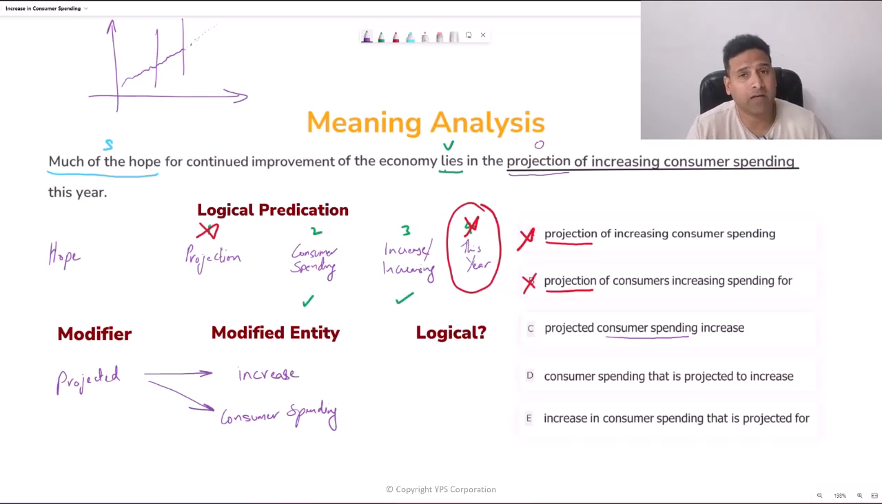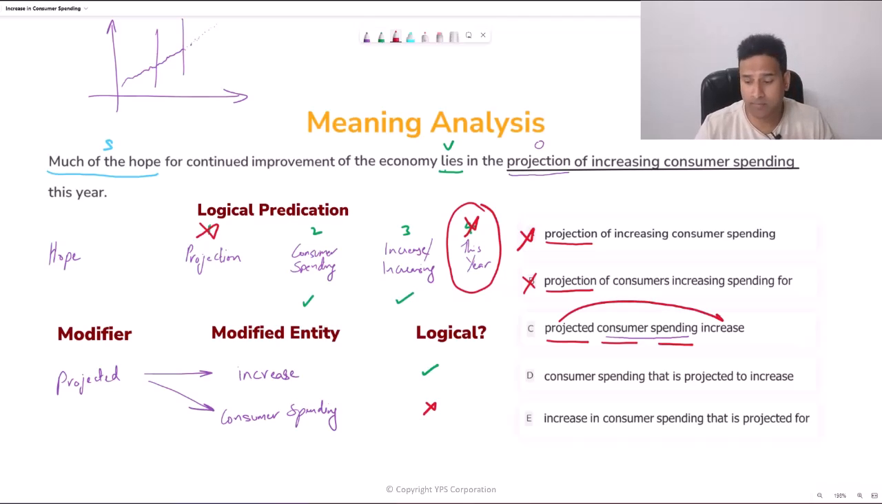And which of them actually make logical sense? Well, of course, the thing that is projected logically is the increase, because obviously you're projecting an increase in consumer spending, right? You're not projecting consumer spending, okay? But the way answer choice C has been worded, by putting 4 words in quick succession, it becomes hard to determine whether projected modifies increase or it modifies consumer spending. Do you see this?